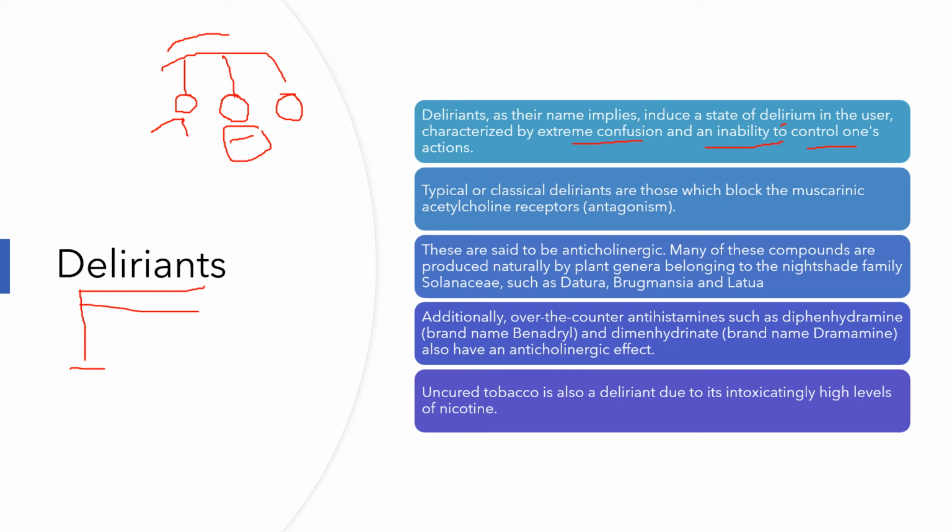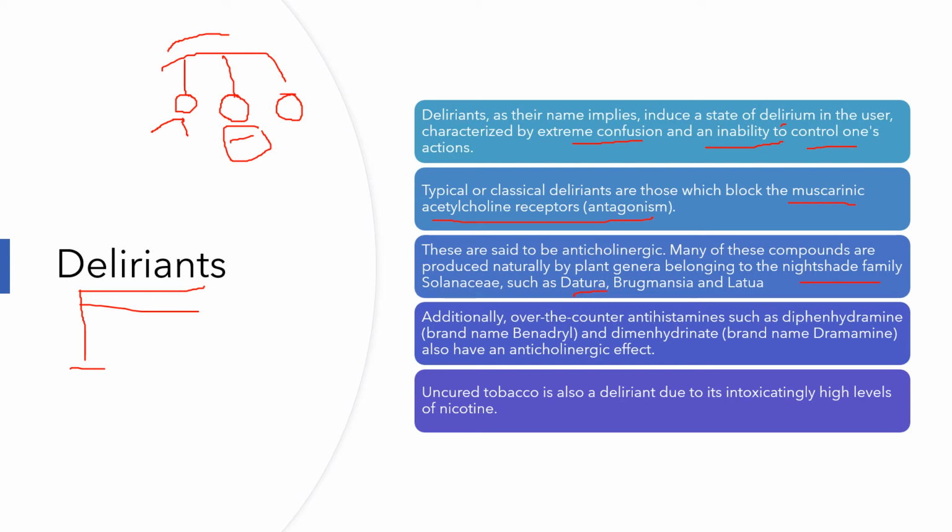Typical or classical deliriants are those which block the muscarinic acetylcholine receptor. We will talk about this more in the next slide. These are said to be anticholinergics. Many of these compounds are produced naturally by plant genera belonging to the nightshade family. The typical example is datura, which is obtained from the plant, and if people take this, they will block these muscarinic acetylcholine receptors, therefore causing delirium.